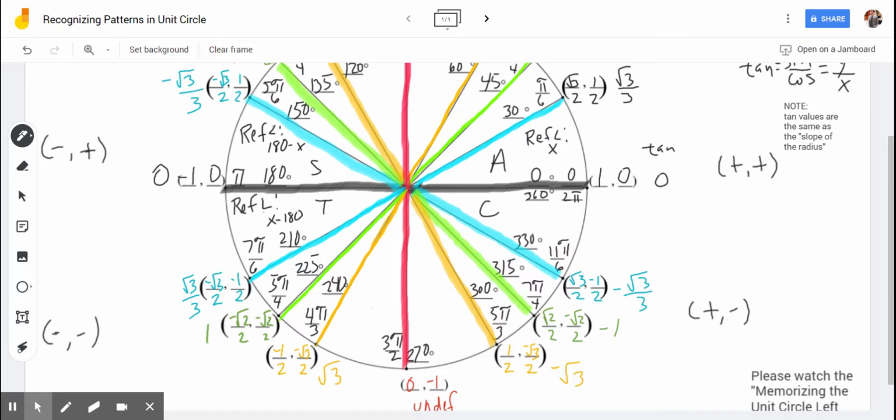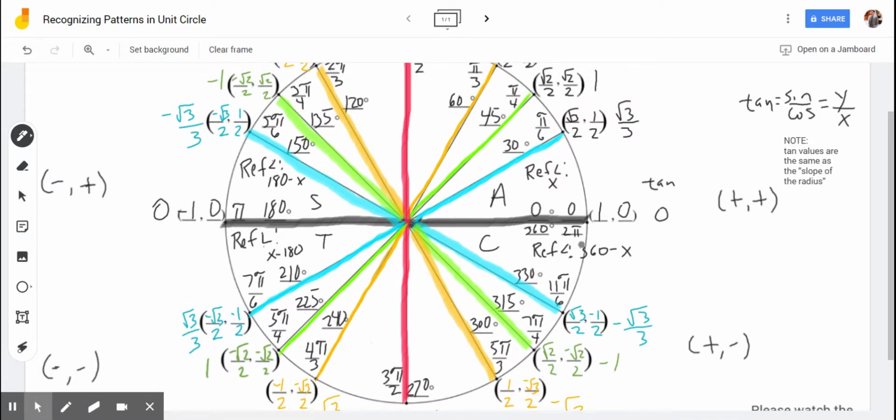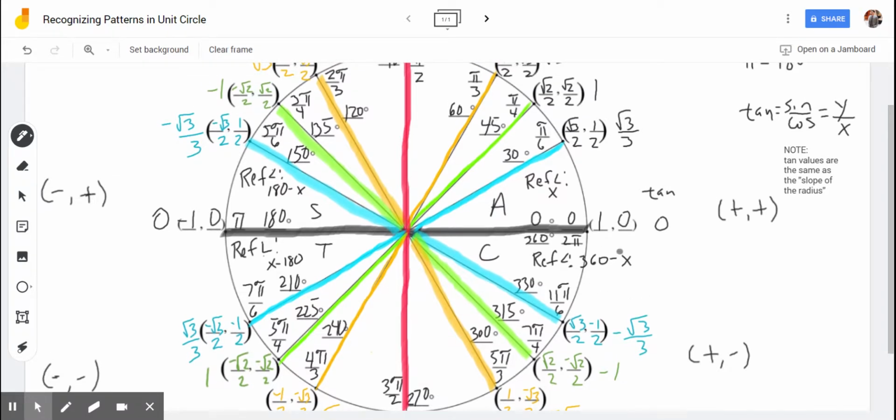And then finally in quadrant 4, for the reference angle here, we would subtract the angle from 360. 360 minus x. Okay, and again, it's all highlighted in the corresponding colors to show you the symmetry and why the reference angle works for each one of these cases.